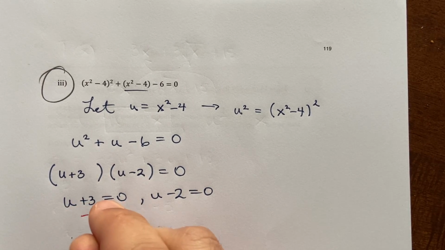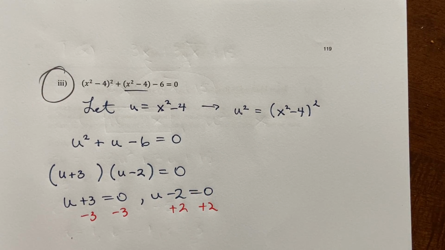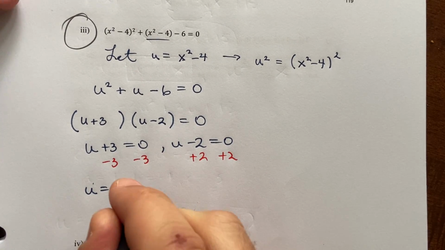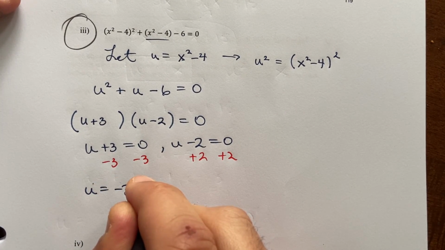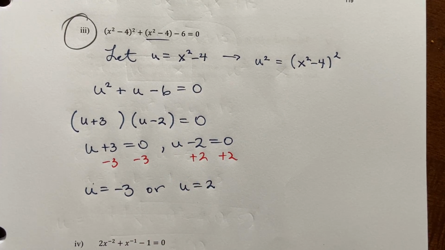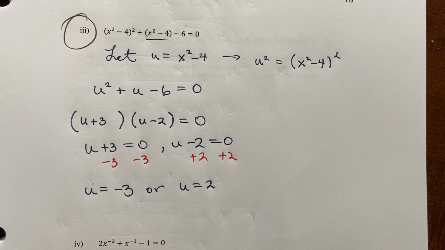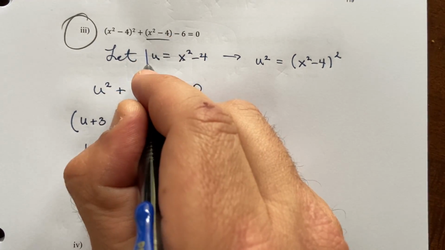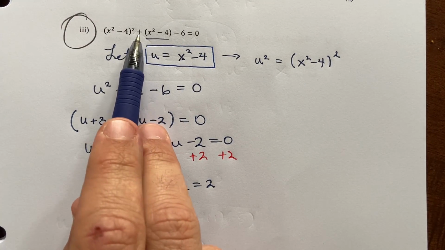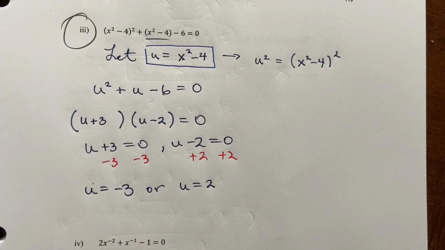Subtract 3, add 2. So in other words, u equals negative 3, or u equals 2. However, I need to go back to this and involve x again, because the problem didn't ask us anything about u, the variable u, it asked us about x.